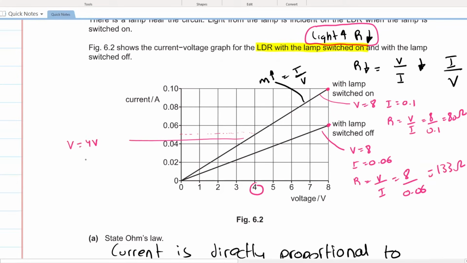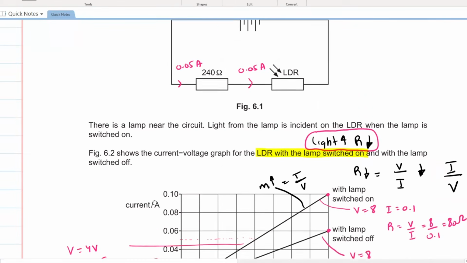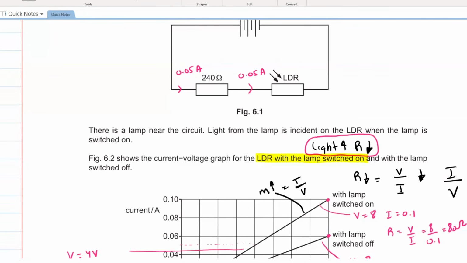Voltage is 4 volts. Current is 0.05. Can you calculate the resistance of the LDR? Yes, voltage divided by current. 4 divided by 0.05. This comes out to be 80 ohms. Perfect. Now you know that the resistance of the LDR is 80 ohms. The resistance of the fixed resistor is 240 ohms.